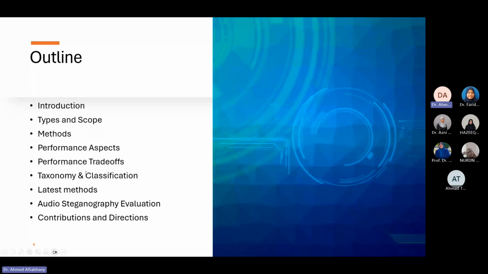We will talk about the taxonomy of audio steganography methods, and how we would classify the methods that were proposed in the literature. We will talk about the most significant methods that really made some change in the area, and how we evaluate the methods, a brief on the contributions and the future directions in this trend.